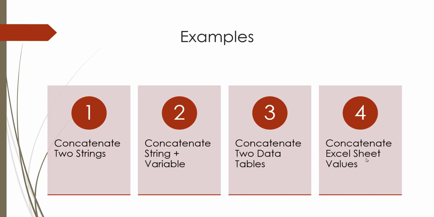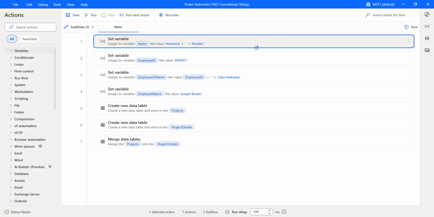So let me open my Power Automate Desktop and create a flow. I have launched my Power Automate Desktop app and created a flow. If you are not aware of how to create a flow in Desktop, I will provide a tutorial link for this. You can go and check it out.